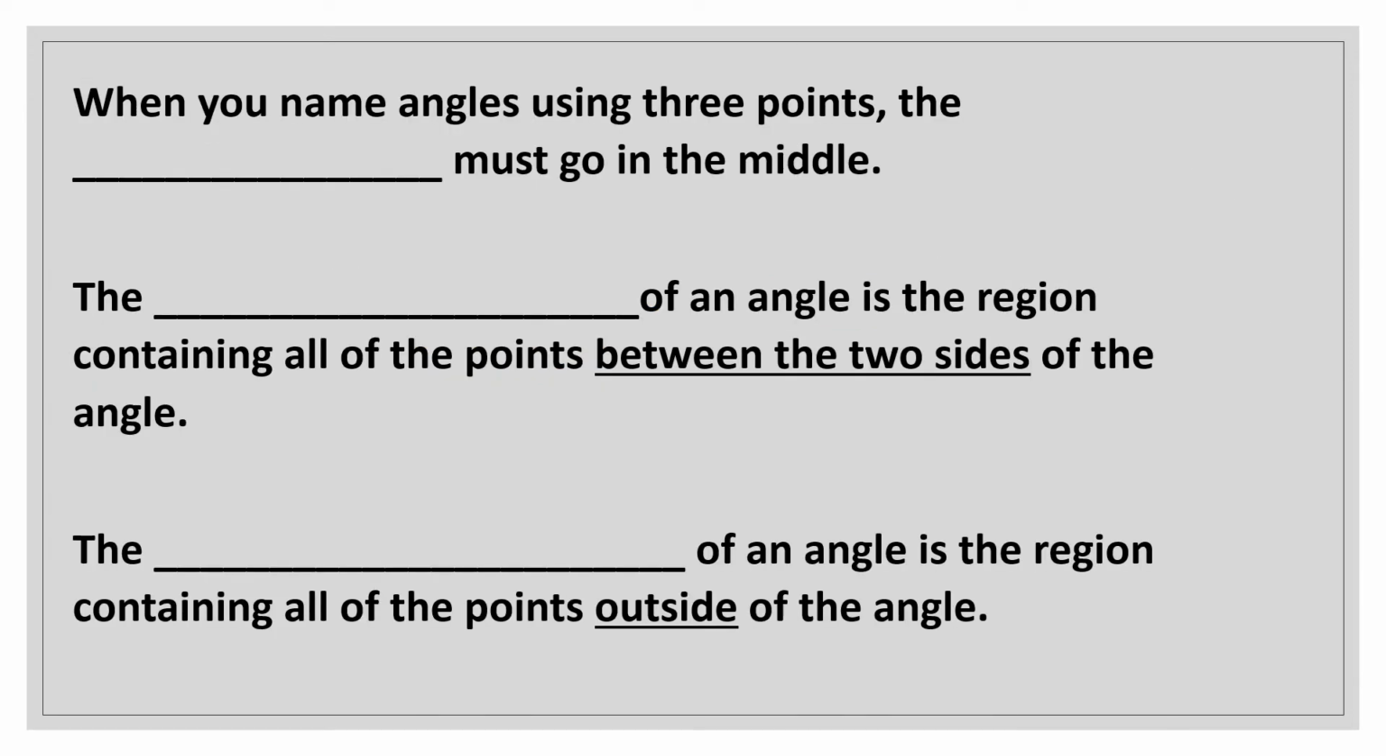So when you name angles using 3 points, the vertex must go in the middle. That is one of the most important things here. If you don't put the vertex in the middle, you are going to get that question wrong.